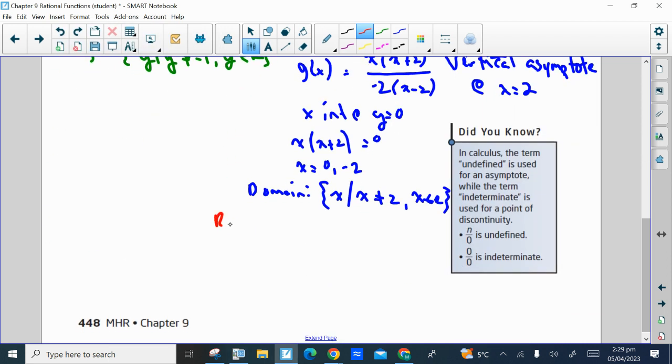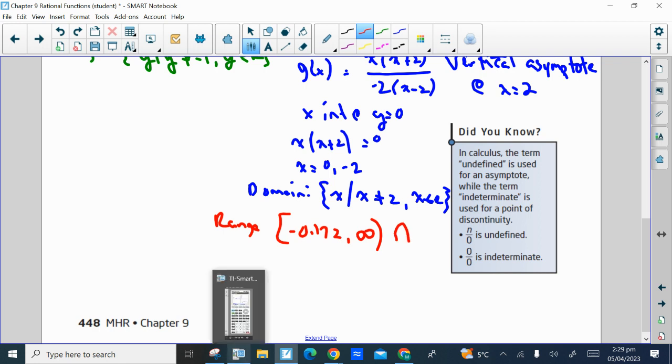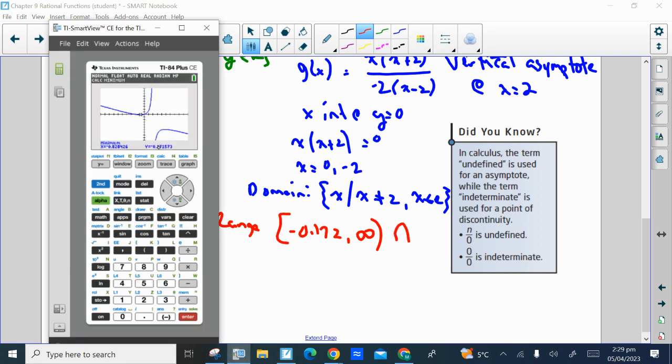So our range has 2 parts to it. The first one would be from negative 0.172 up to positive infinity. So the negative 0.172 would be included, the infinity can't be. As well as the second arm, it goes from negative infinity up to this maximum point here.